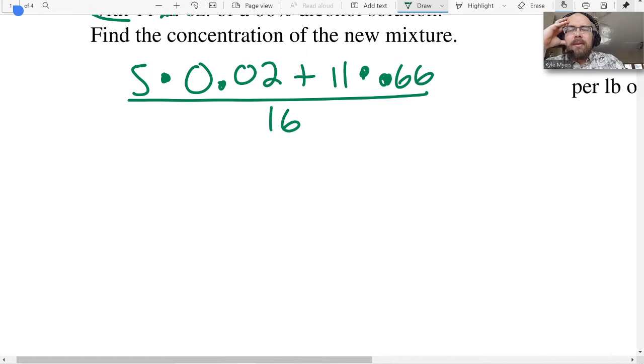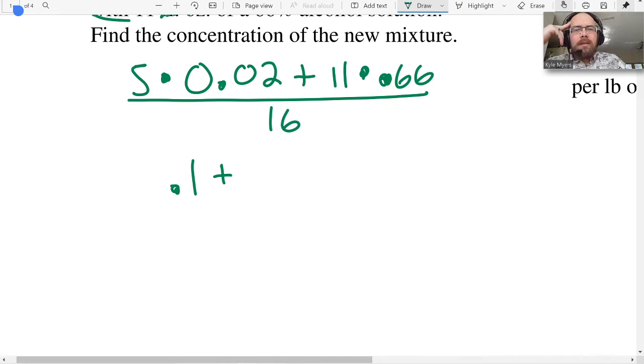5 times 0.02 is going to be 0.1, I believe. Because 5 times 2 is 10. So 5 times 0.02 would be 0.02 plus 0.02 plus 0.02 plus 0.02 plus another 0.02, which would make 0.1. So that's how I got that. And again, if you're using a calculator, remember at this point you can just type it in.